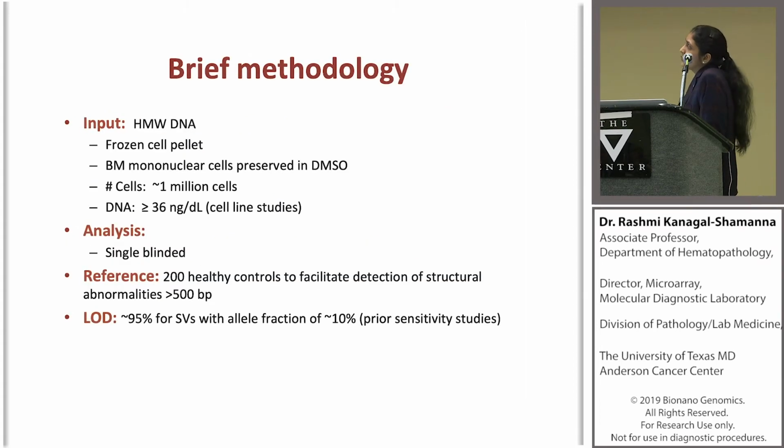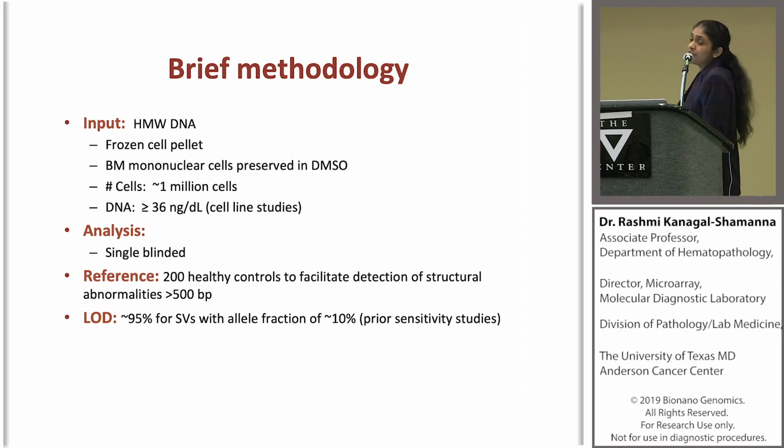So I'm just going to go over a brief methodology that we used. So for the input, we used a high molecular weight DNA that was extracted by the protocol from Bionano. So we used two separate types of input material. One was frozen cell pellets, and the other was bone marrow mononuclear cells that were preserved in DMSO. And based on prior studies, Bionano had determined that the minimum cell number for successful mapping was about 1 million cells, and that yielded a DNA of at least 36 nanogram per deciliter.